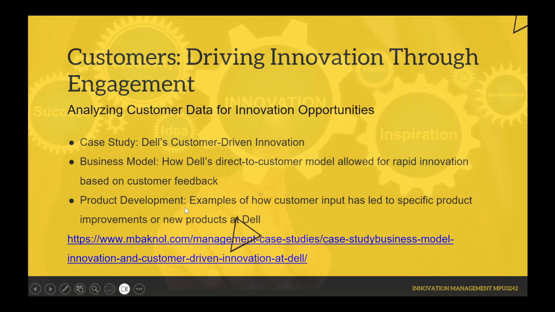So we see in the product development example how customer input has led to specific product improvements or new products at Dell. So this is where we can see how Dell has become one of the most successful computer businesses in the world.